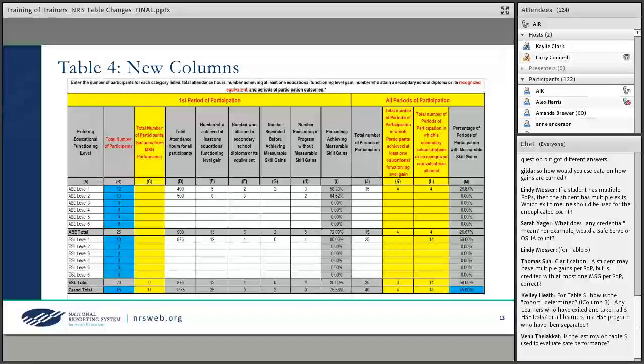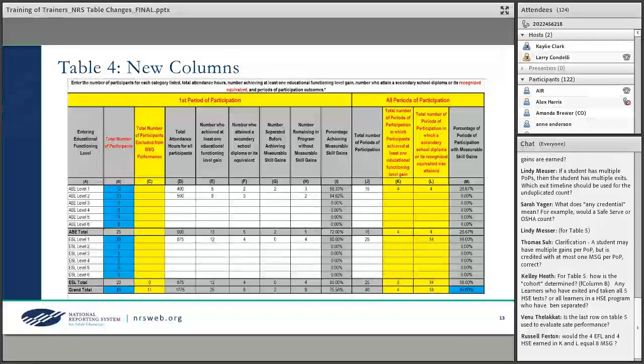Okay, so MSG is just a way of breaking out secondary diploma out of Table 4. So we can look to see how many people are getting MSGs from secondary credentials, what percentage, and that's based on, of course, periods of participation. So there's no change in any of the policies.